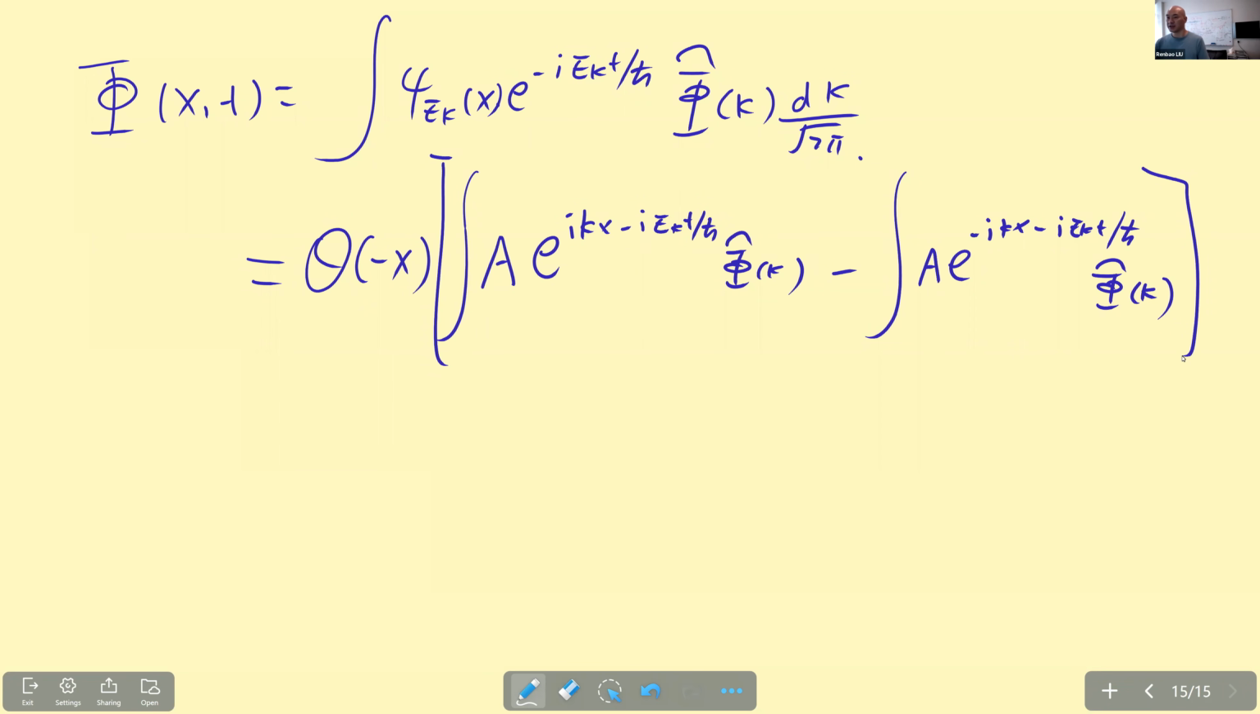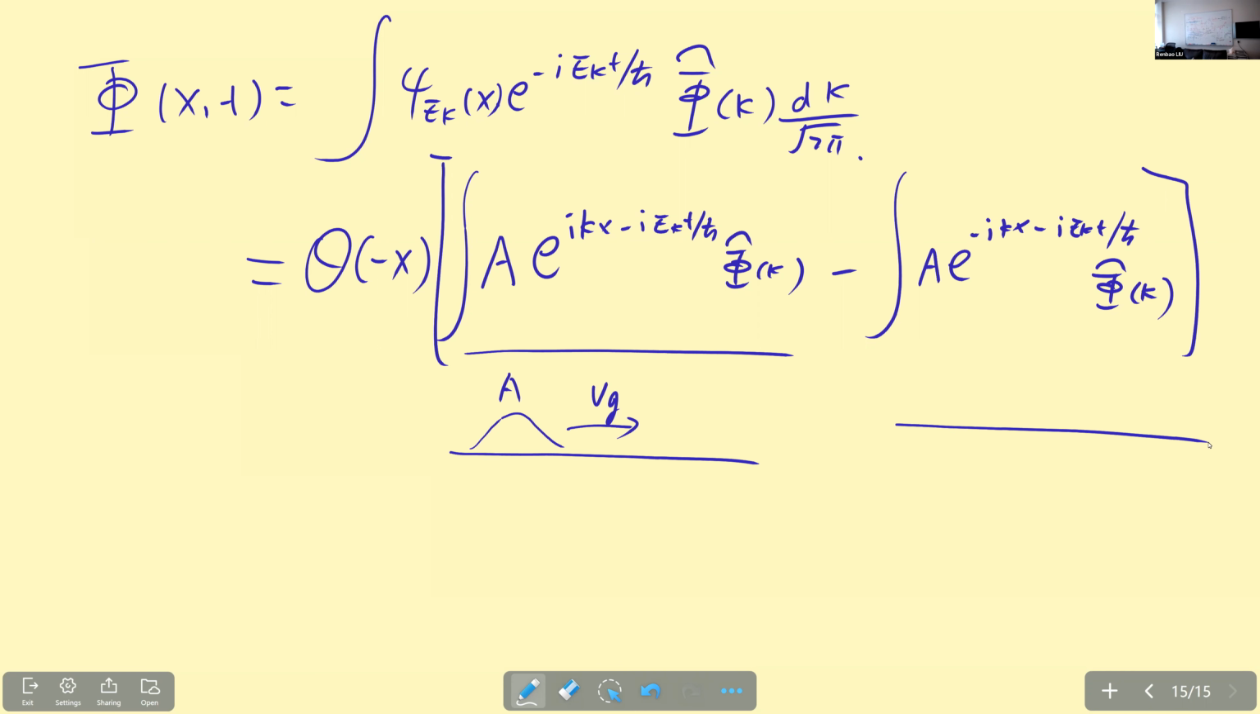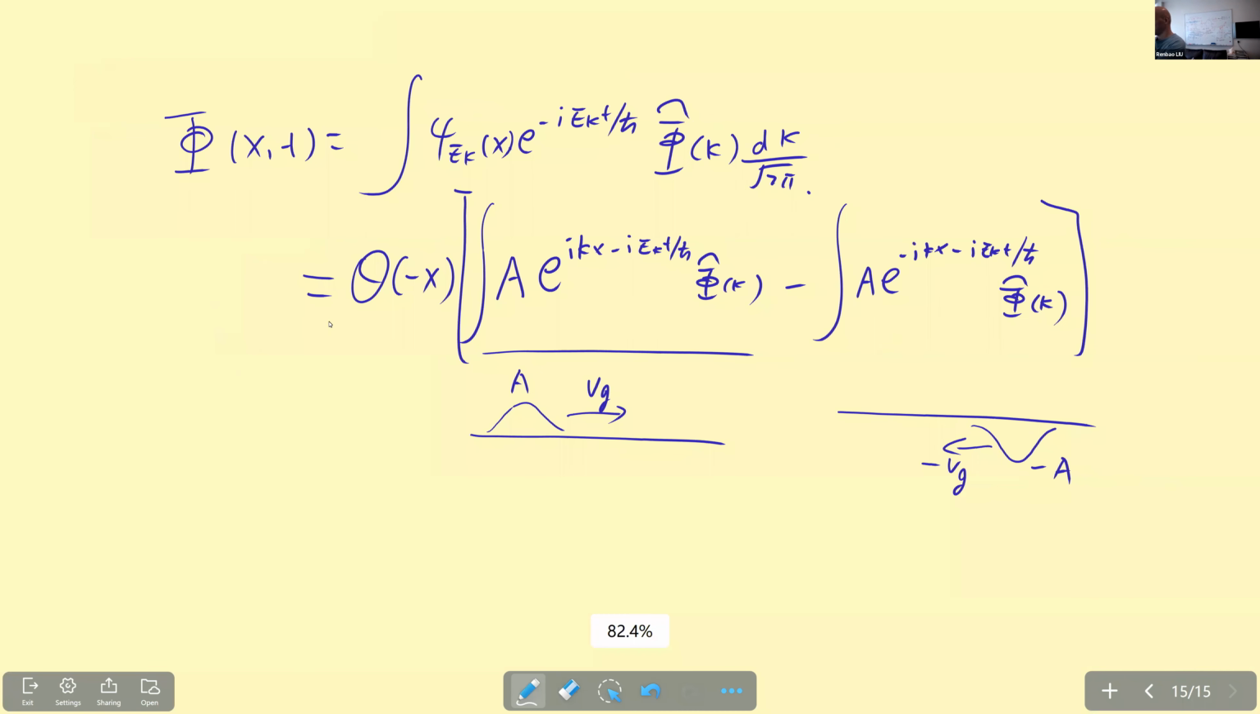And we know that, to give this physical meaning, this one is the wave packet propagating from left to right with Vg, with amplitude A. And this one propagates from right to left with velocity minus Vg, and the amplitude is minus A. So that is the physical meaning.